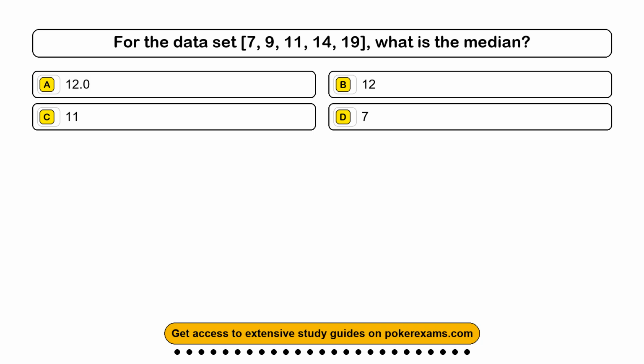Question 19. For the data set 7, 9, 11, 14, 19, what is the median? Option A 12.0. Option B 12. Option C 11. Option D 7.